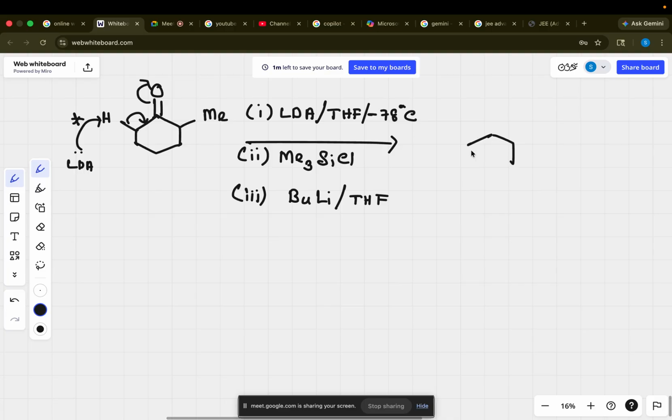So what I am getting, here you have methyl group, this side you have double bond, here you have O minus, next you have SiMe3Cl. So you know what will happen, O minus will attack on the silicon center, so I am writing directly, you will get OSiMe3. But now tell me the third reagent, what it will do. Butyl lithium, THF, what it will do.